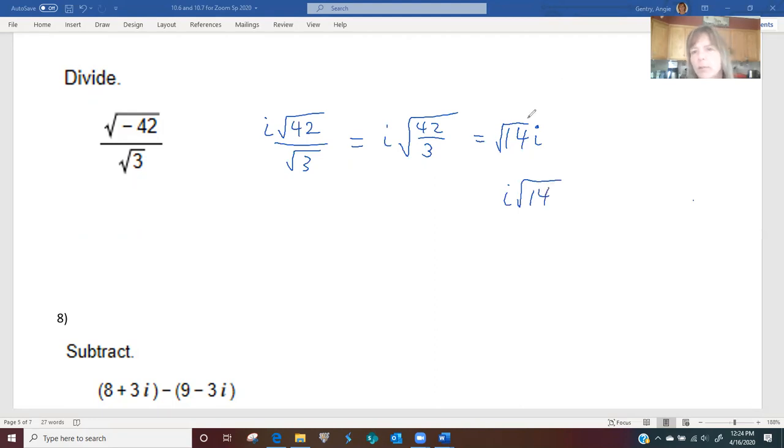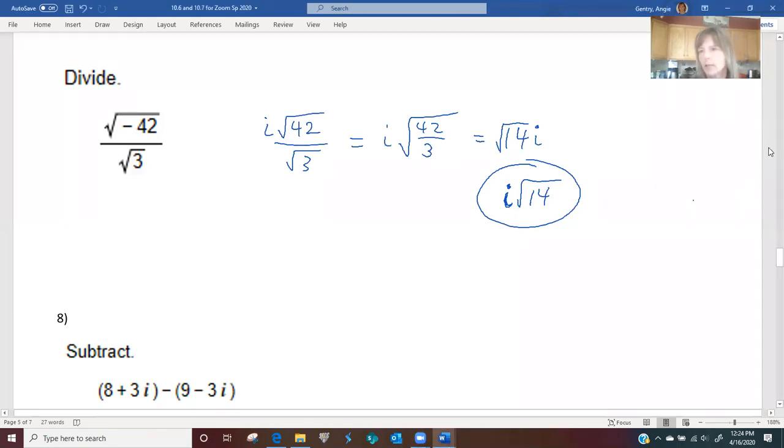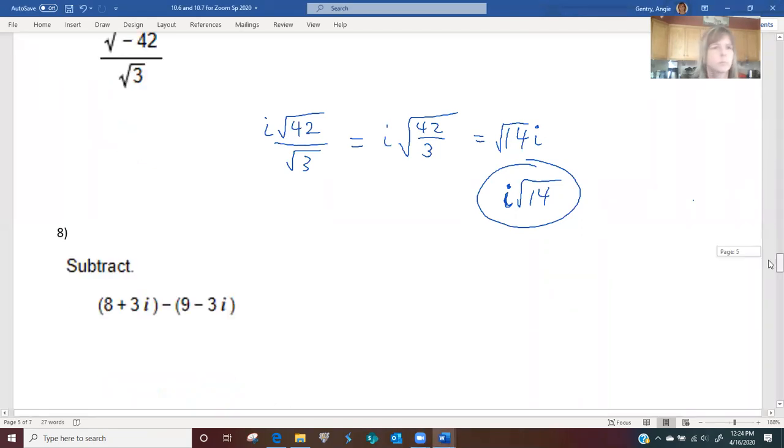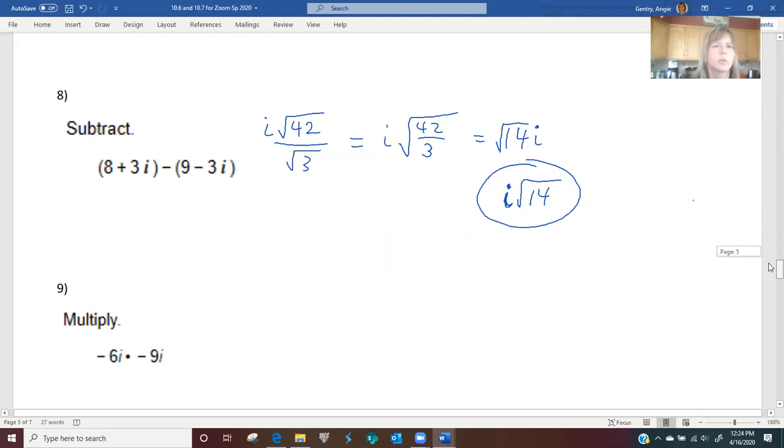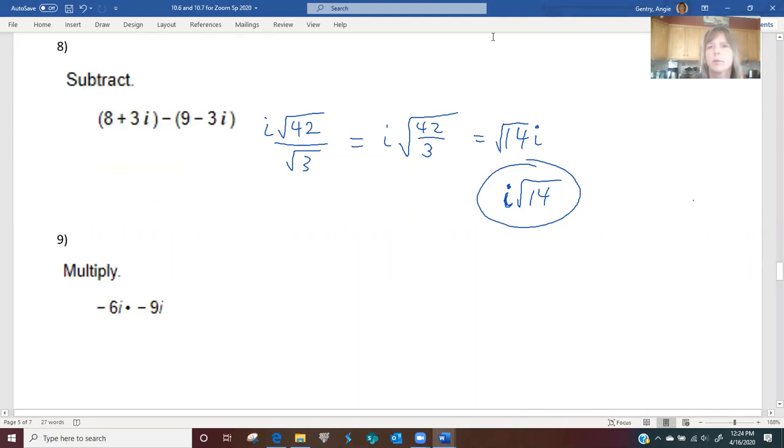Be careful with this. If that root extends over, you're going to have an issue. So it's always safer to write the i first. This is still the whole imaginary part. Doesn't have an a with it yet. Okay, next, then we're going to add and subtract. Actually, we're just going to subtract because I wanted to do the harder stuff.